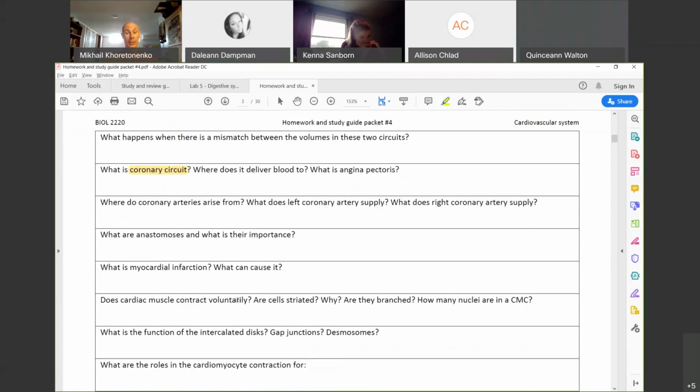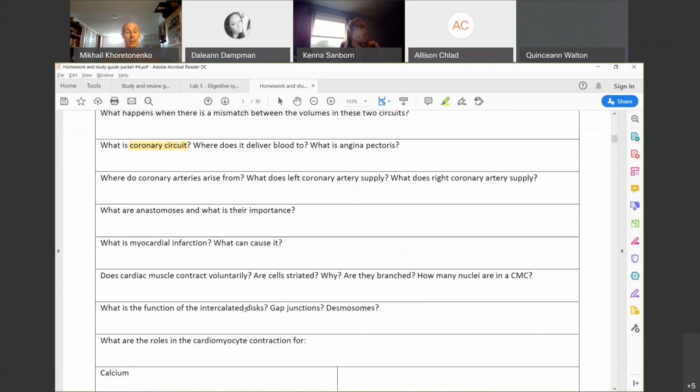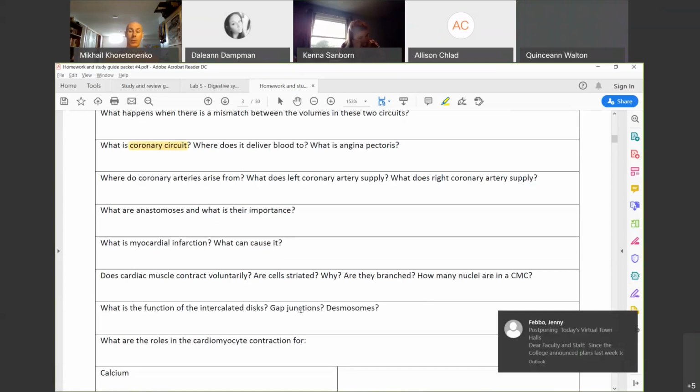Cardiac muscle is involuntary, contracted, striated. They are striated because they have sarcomeres. They are branched, with one or two nuclei. Intercalated discs contain gap junctions and desmosomes. Gap junctions provide the electrical connection between cardiomyocytes together.